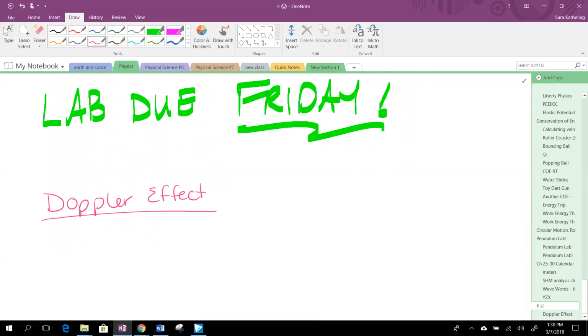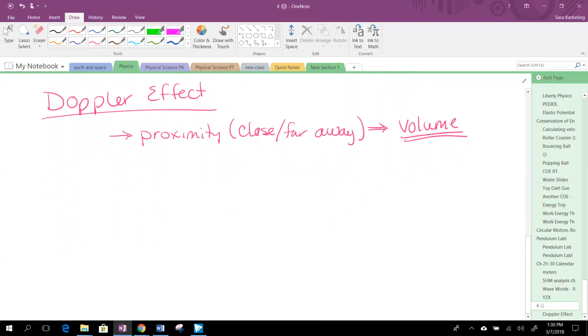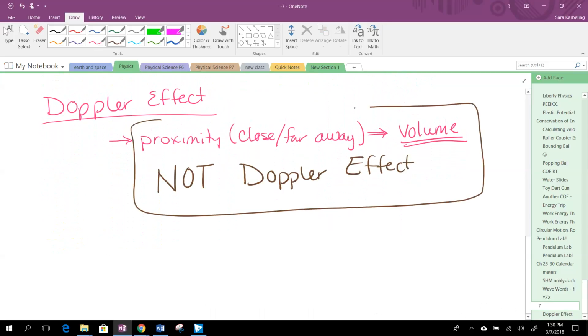Are you with me there? Okay. So proximity, or how close or far away we're talking, that impacts the volume. Okay? And the thing I want you to know about that is that is not the Doppler effect. The Doppler effect is not about volume. Okay? Until she said quieter, I was totally on board with what Magda was saying, though.